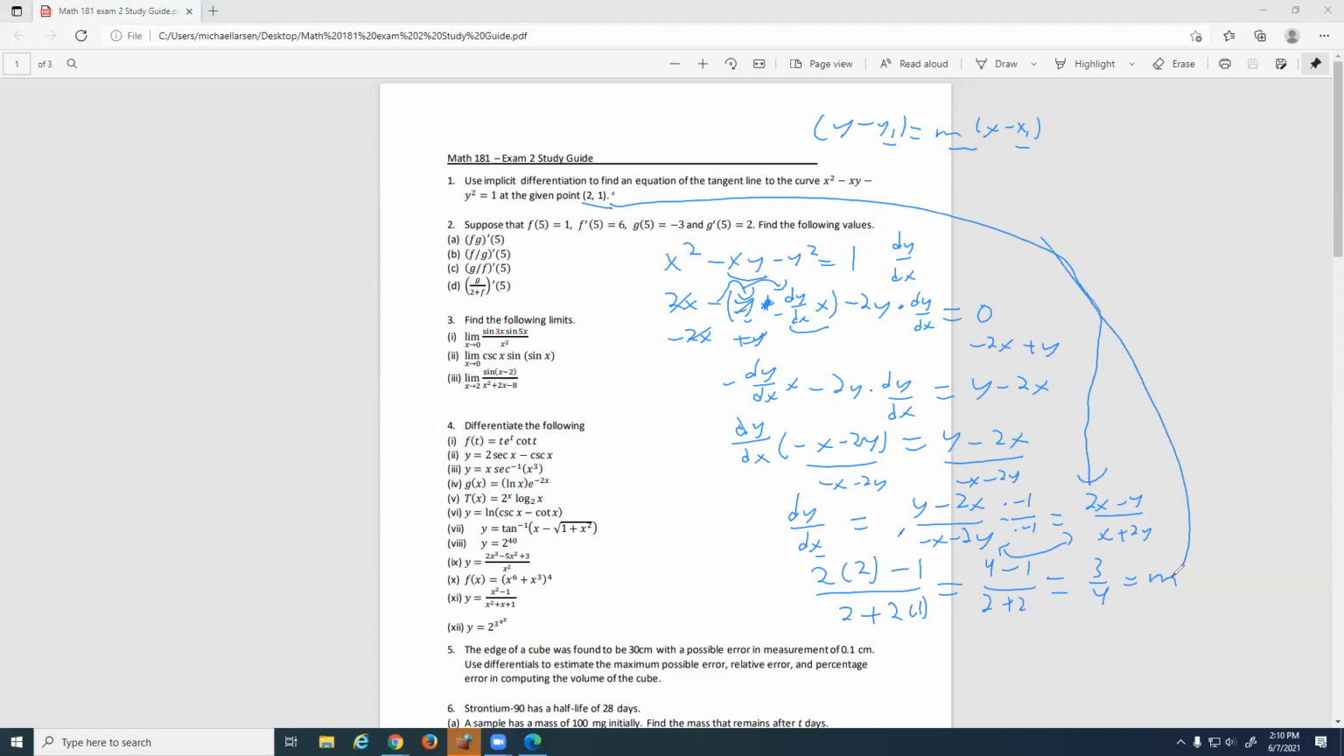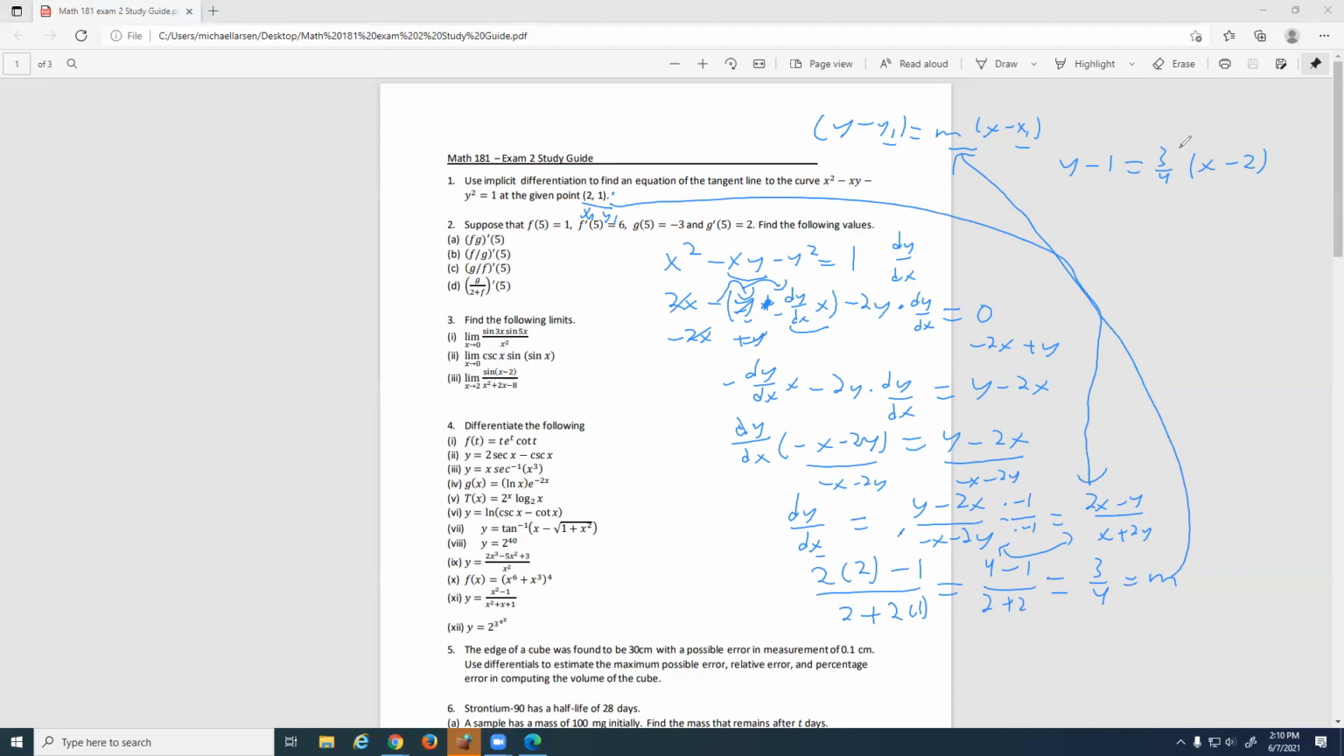So now we can go ahead and plug this in here along with our point 2, 1. So we'll have y minus, and I should label these: this is x1, this is y1. So it'll be y minus 1 is equal to 3/4 times x minus 2, just like that.